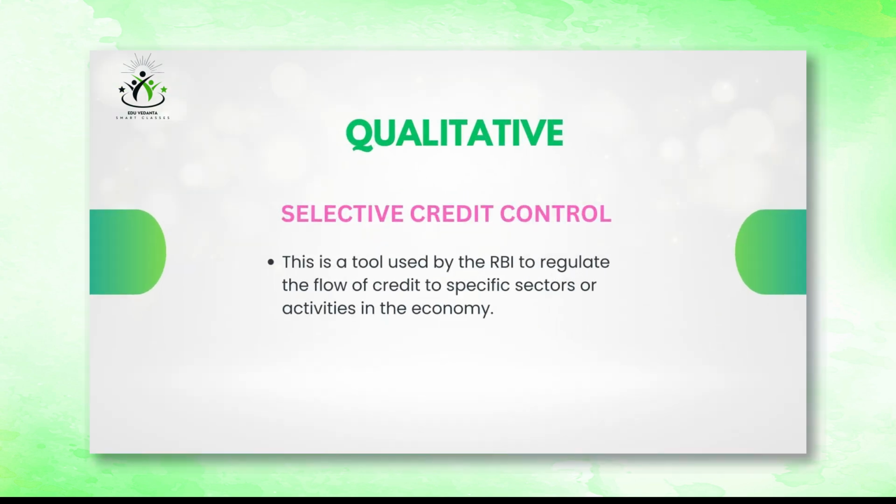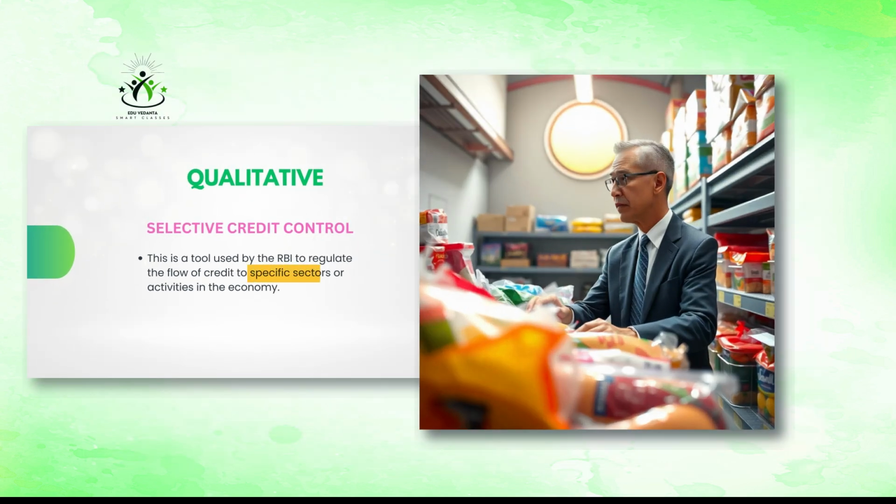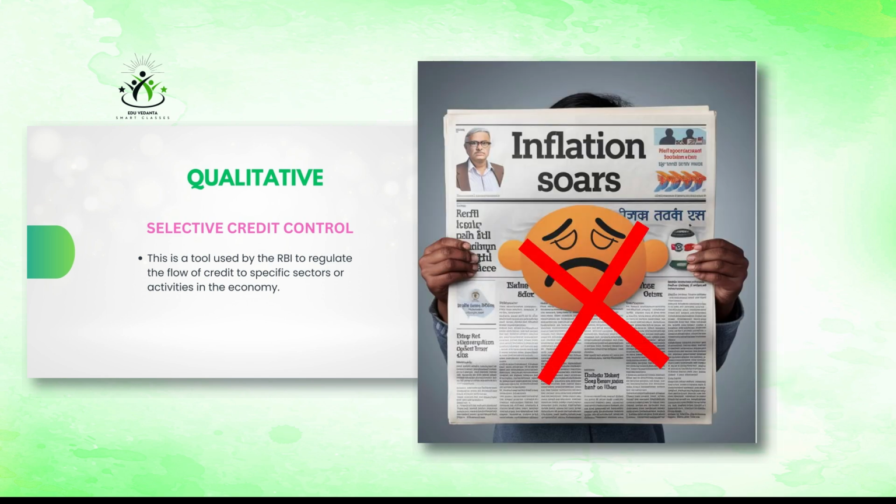Now let us look into the qualitative instruments. At first, let's see selective credit control. It targets specific sectors to restrict speculative activities. For example, the RBI may limit credit to sectors like food grain storage to prevent inflation.